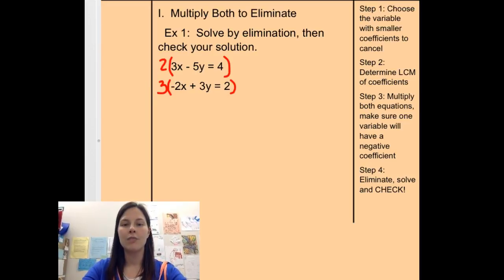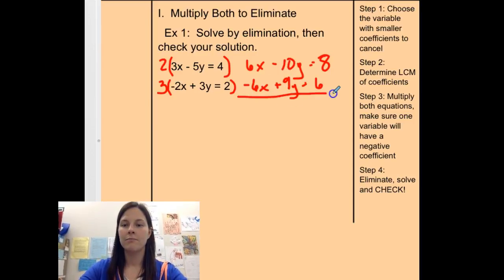Multiplying that 2 through the entire equation, we have 6x minus 10y equals 8. And that second equation, we have -6x plus 9y equals 6. Adding our equations together, our x's cancel. -10 plus 9 is -y. 8 plus 6 is 14. Dividing both sides by that -1, that coefficient of y, we get a y value of -14.